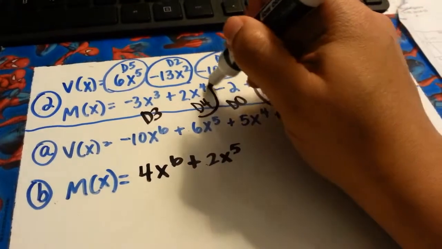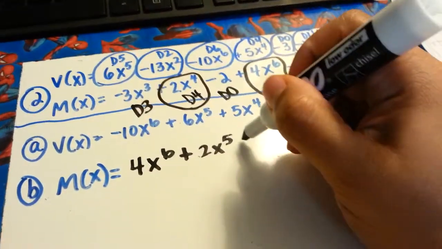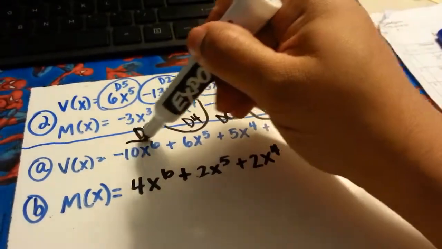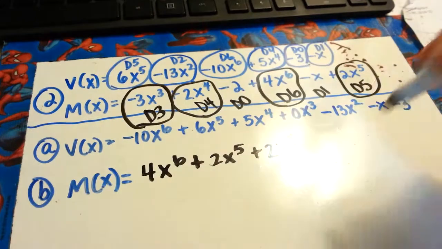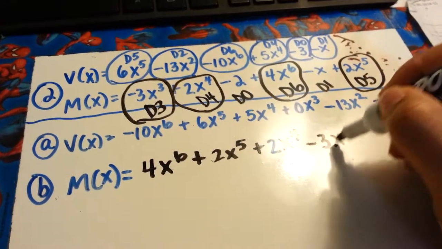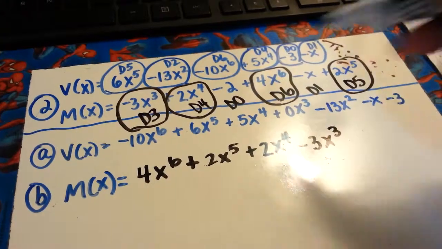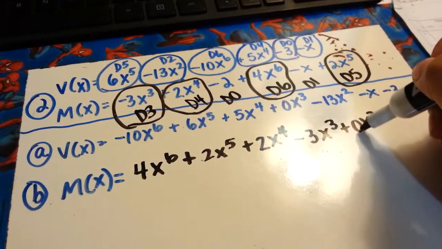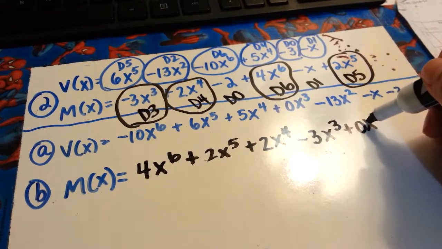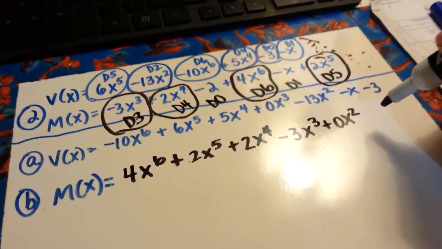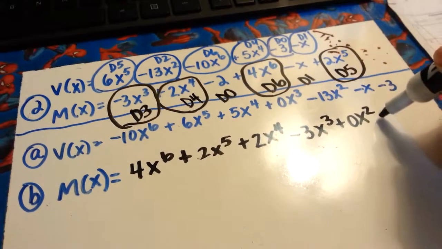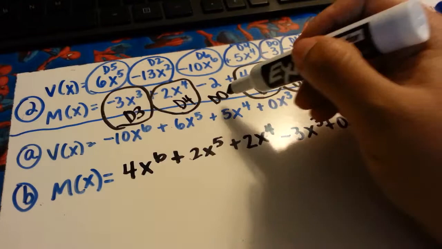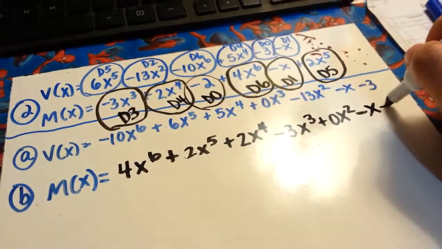Then degree 4, plus 2x to the 4th. Then degree 3. Degree 2 is not present, so you can add it if you want to. Now remember, you got to put a 0 in front because 0 times anything will make this term go away. Then degree 1, which is a minus x, and degree 0, which would be the negative 2. Okay.